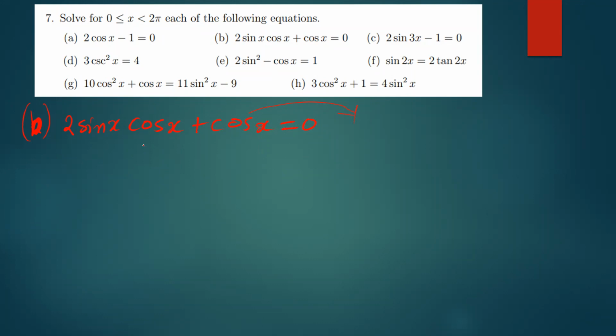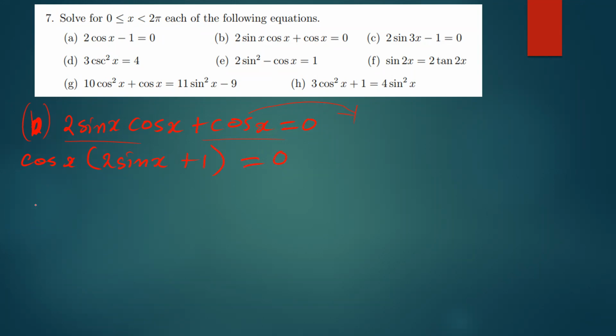So what you need to do, if you have anything common in the terms there, you factorize it out. So when you factor it out, we're going to have cos x. Then we open the brackets. Then we have 2 sin x, and then we remain with plus 1 in brackets, and then we say this is equal to 0.